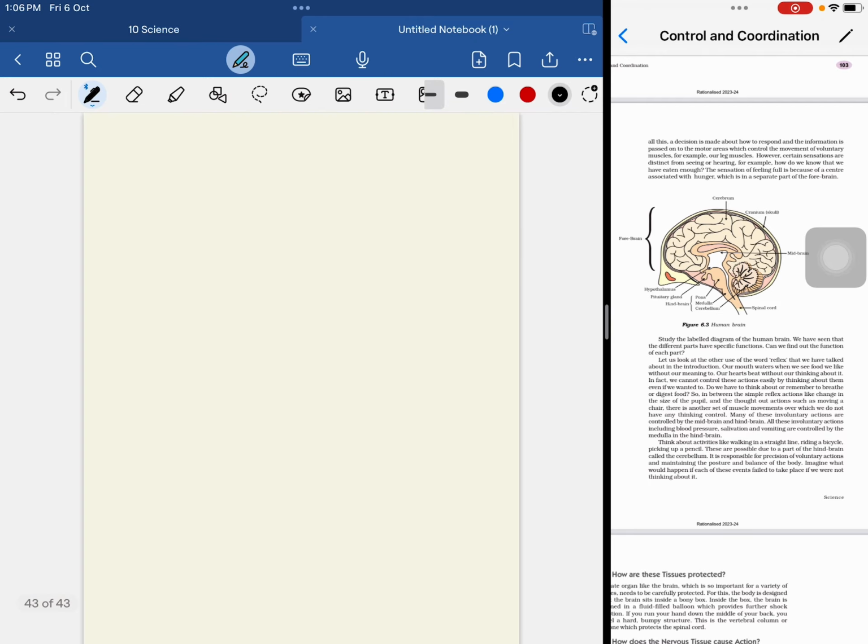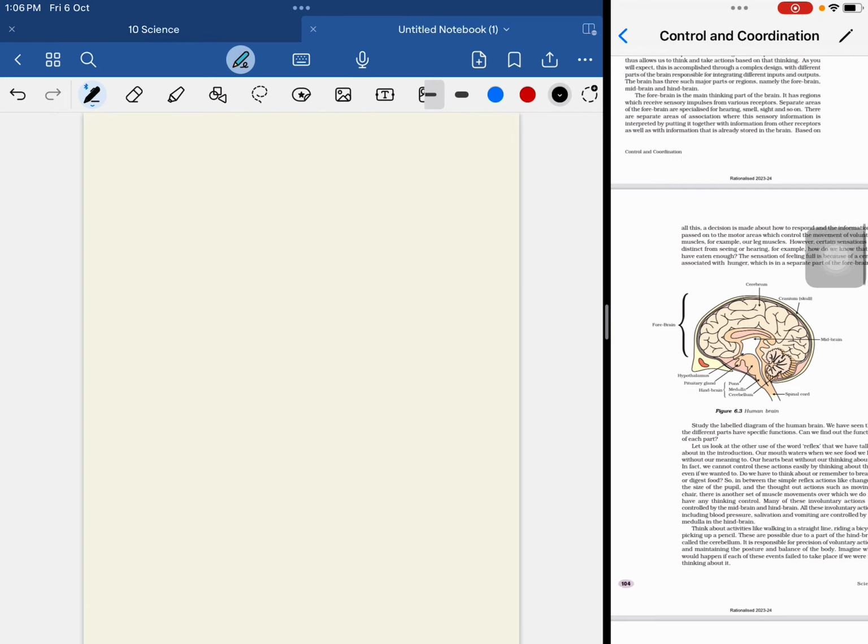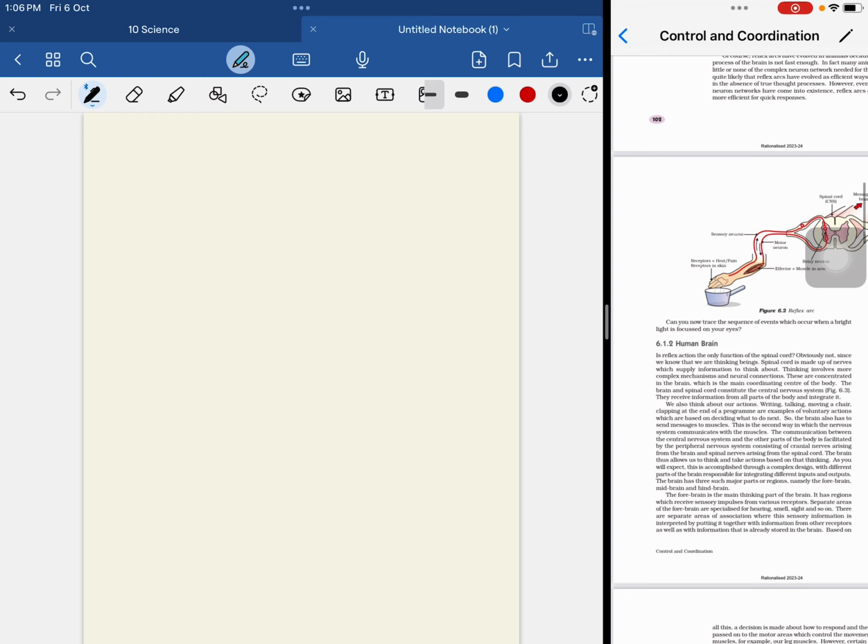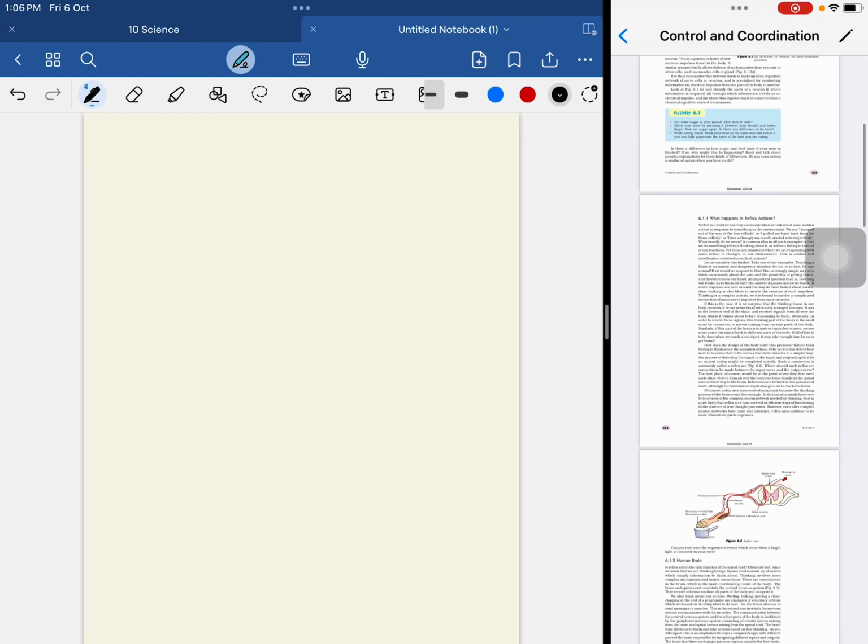And the next thing is, what is a reflex arc?